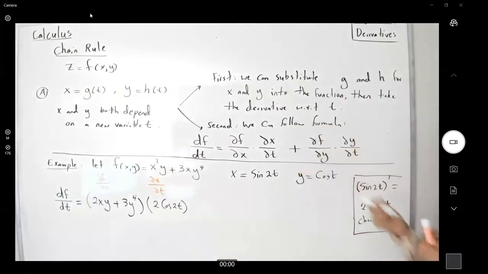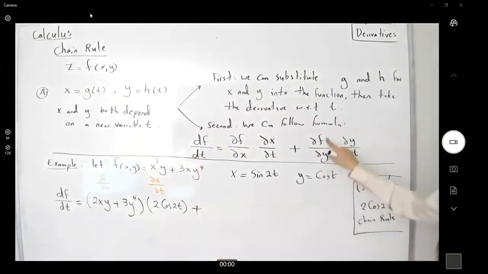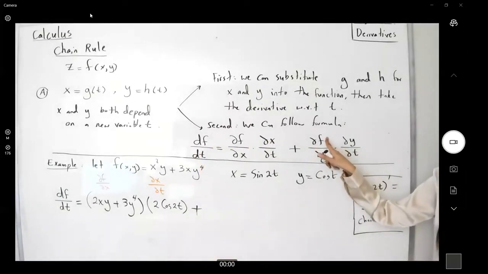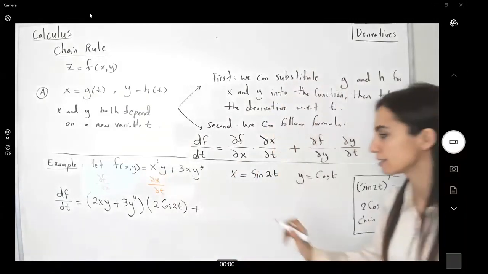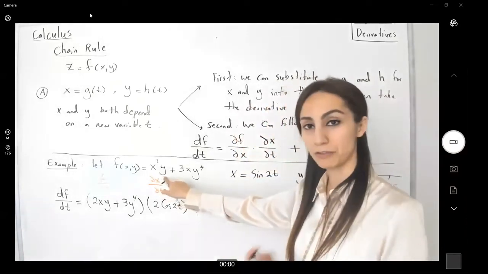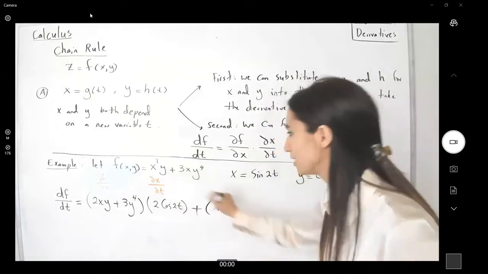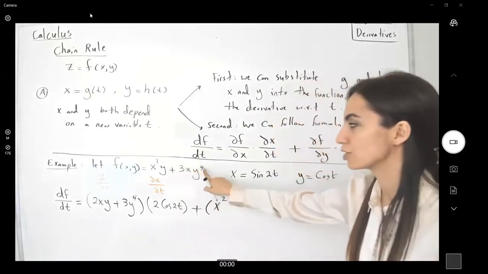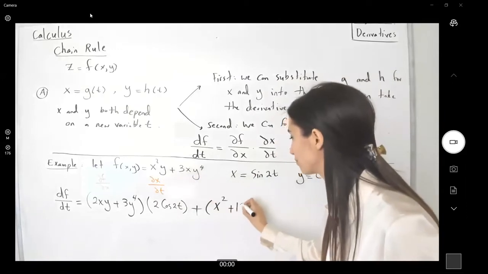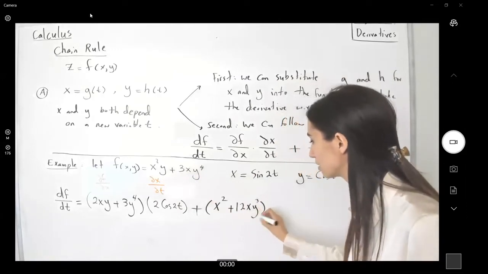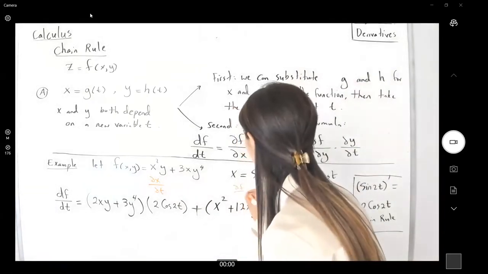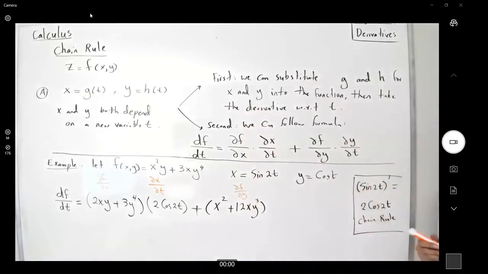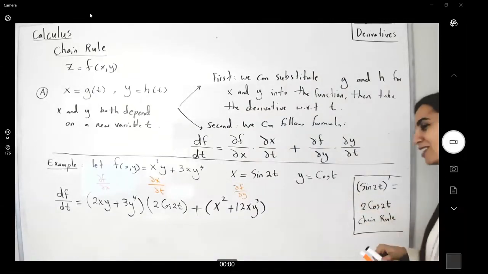Plus the partial derivative of f now taken with respect to y. With respect to y, it means that your x is a constant. So taking the derivative with respect to y, the first term gives you x squared. Taking the derivative of the second term with respect to y, you get 3 times 4, which is 12 x y to the third. So this is the partial derivative of f with respect to y times the partial derivative of y with respect to t, which is super easy for you. The derivative of cosine is negative sine.